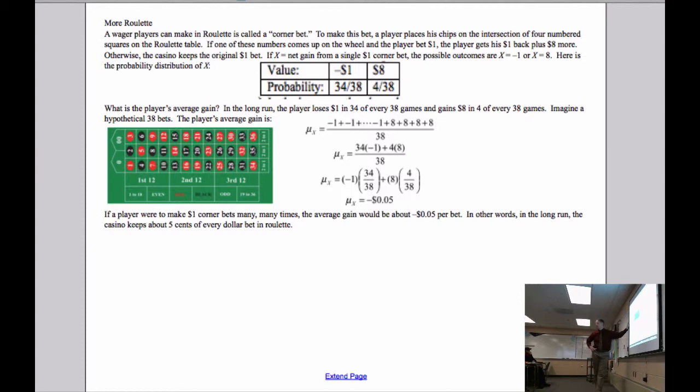In other words, you didn't win, right? So you lost $1. Or you gained $8. You got your dollar back plus $8. Those are your two options when you play roulette. Here's the probability distribution. They've already figured it out because of the numbers.